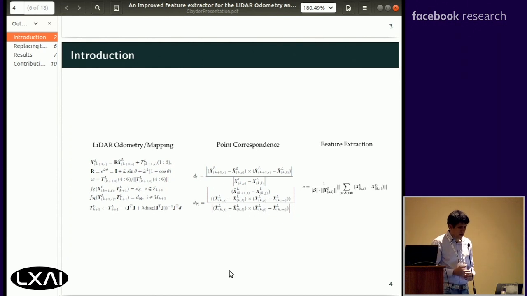What called my attention was the feature extraction part. For me, it was a short equation, and that called my attention because there were elaborated equations in the other parts, and the feature extraction was not a very elaborated equation. This equation is responsible for classifying points as smooth and not smooth points.